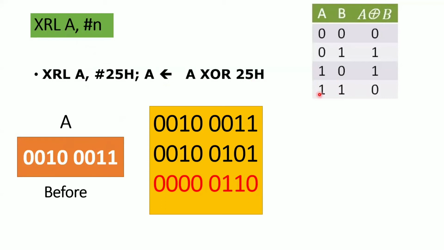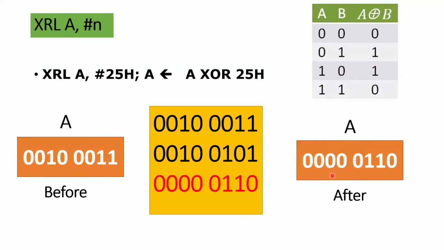Now apply this rule. Whenever both inputs are equal, that is 1 and 1, the output is 0. Here also 1 and 1, the output is 0, and the remaining bits are also 1 and 1. If both inputs are different, the output is 1. After the result you will see the value change inside your A register, because always we are storing the result inside the A register.